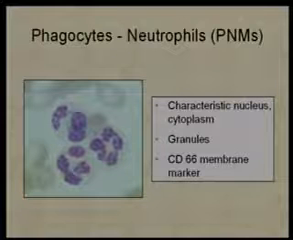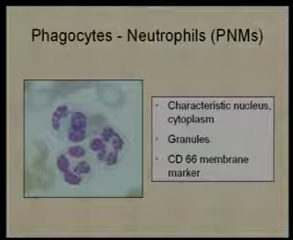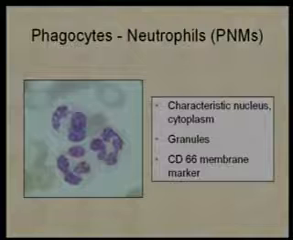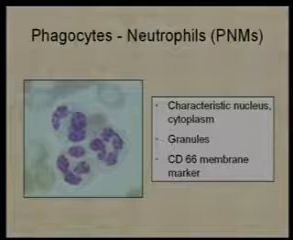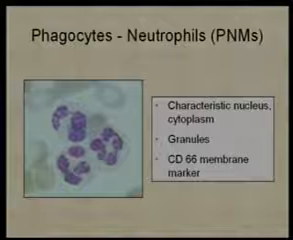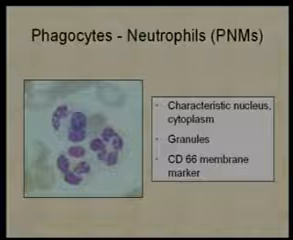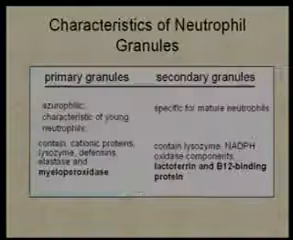Although these cells can be distinguished morphologically by the shape of their nucleus when you stain these cells, there is another way of identifying these things. They have on their surface an antigen called CD66, and so looking for that particular antigen is a marker for those particular cells. So it can be done morphologically, but it can also be done by looking for the presence of that particular antigen on the surface.